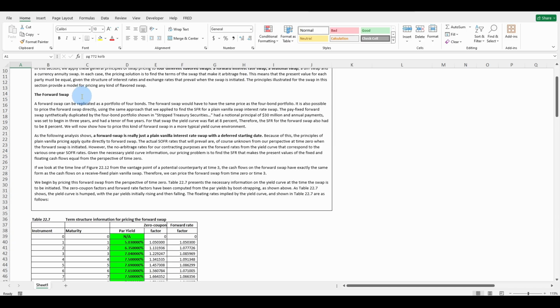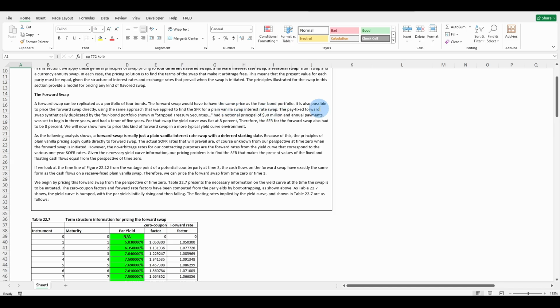A forward swap can be replicated as a portfolio of four bonds. The forward swap would have to have the same price as the four bond portfolio. It is also possible to price the forward swap directly using the same approach that we applied to find the SFR for a plain vanilla interest rate swap.